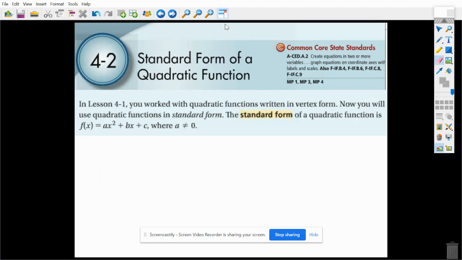4.2, standard form of a quadratic function. So yesterday we did vertex form. Today we're going to deal with standard form. And we're going to use some of the same resources as Desmos, but there's a little bit of formulas that we need to know here.